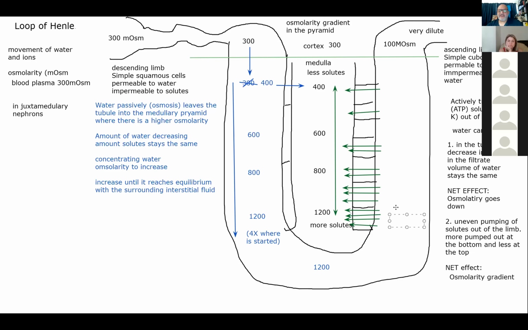So by the time it gets to this point, it's going to be down closer to 900. By the time it gets to here, it's going to be somewhere around 500. About here, it's going to be somewhere around 300. About here, it's going to be somewhere around 200. And by the time it leaves, as we mentioned, it is going to be all the way down to 100 milliosmoles. All right. Again, this one over here is passive, so it is reliant on the osmolarity that surrounds it.